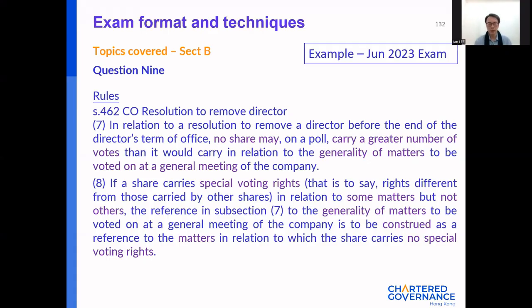Okay, so I think you can already understand why this subsection is relevant this time, and how this would apply to our story. So if shares carry special voting rights to some matters but not others, the generality of matters to be voted on is to be construed as a reference to matters which carry no special voting rights. So what it's saying is basically it would not apply to this situation.